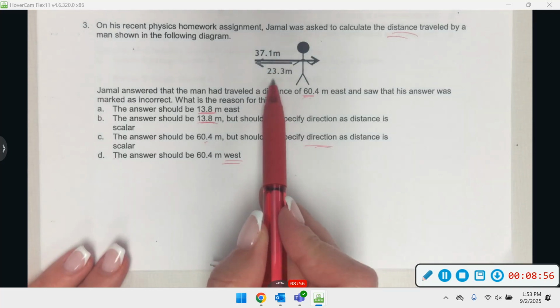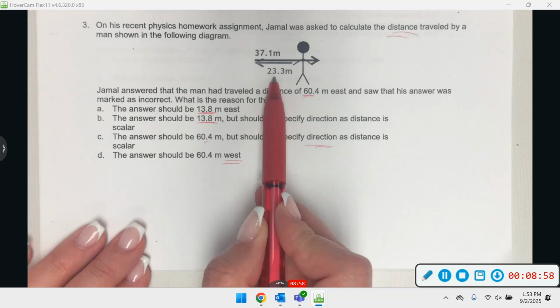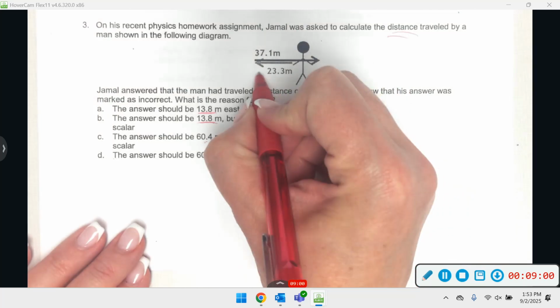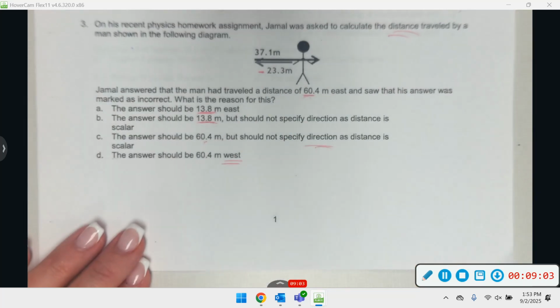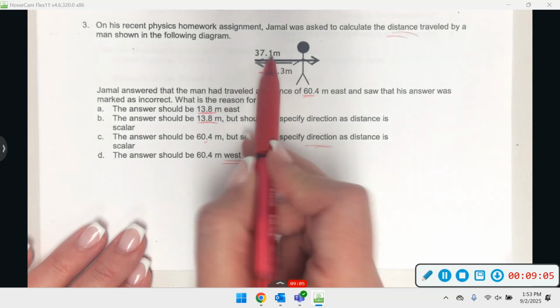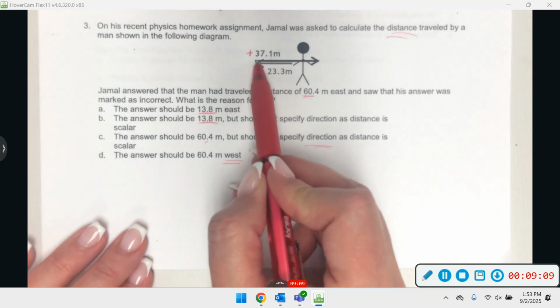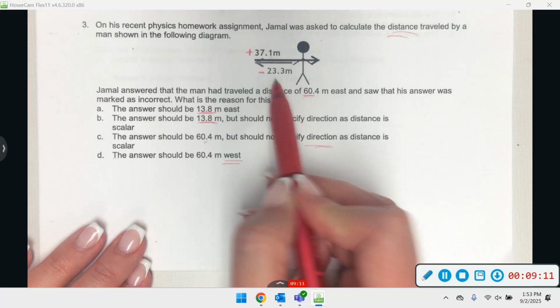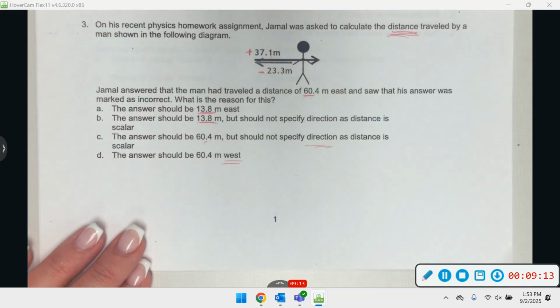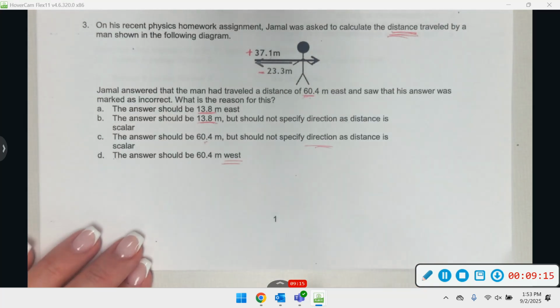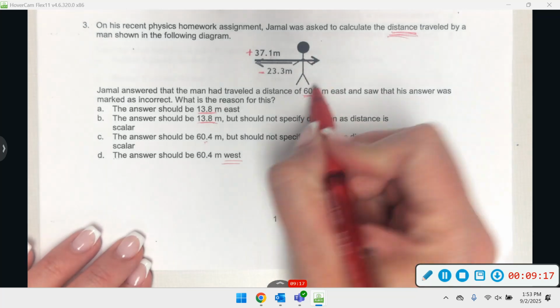So this right here, 23.3 meters, yes, it's going in the negative direction, but for distance, I don't care. This one's going in the positive direction, but for distance, I don't care. I just add together 37.1 plus 23.3, and if I'm looking for distance, that's all that matters. It's scalar. Okay, and so I do in fact get 60.4 meters.